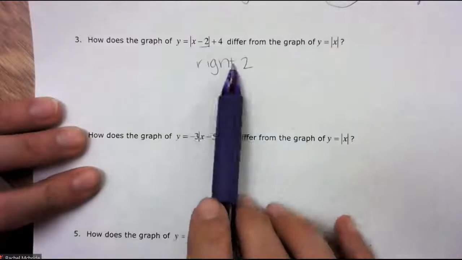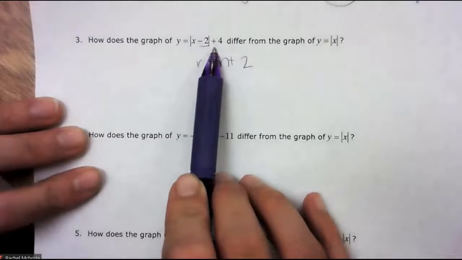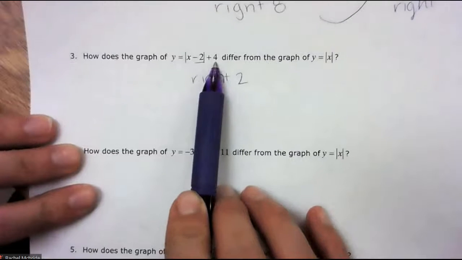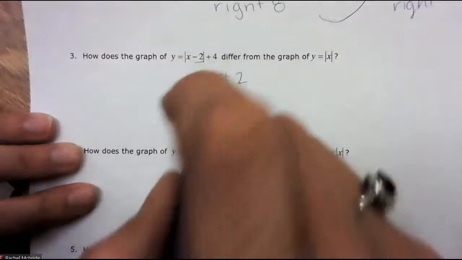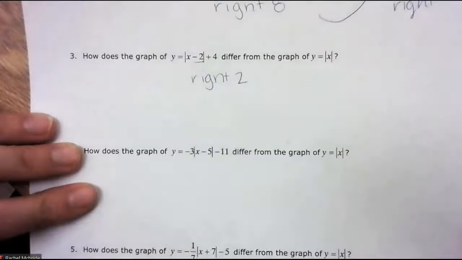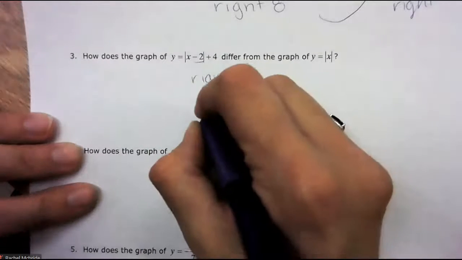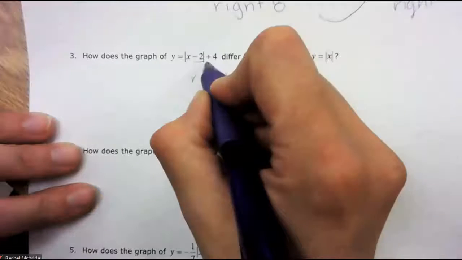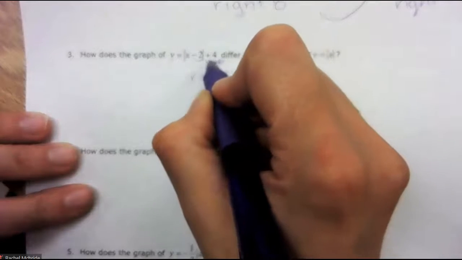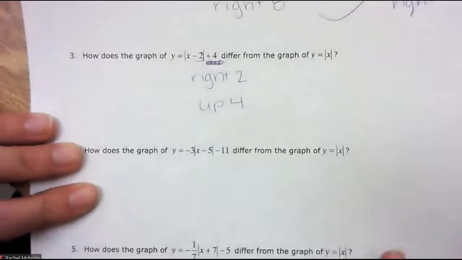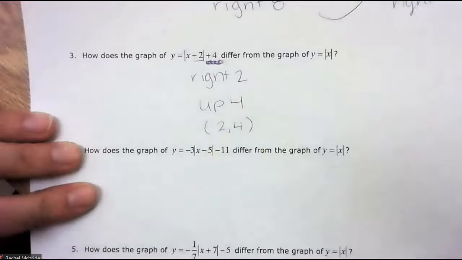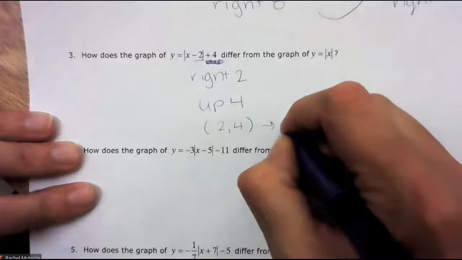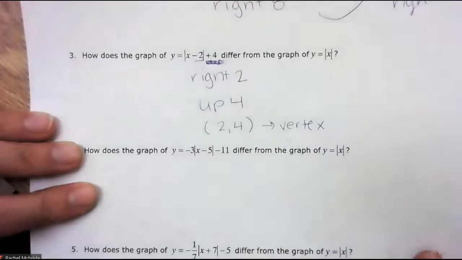All right. How about the plus 4? Anybody want to tell me what that plus 4 is going to do? Noah? Down? Actually, it's going to go up. Up, not down. Anything outside the absolute value does what the sign tells us to do. So it's going to go up 4. That means my new vertex is at 2, 4. So my vertex would be at 2, 4.